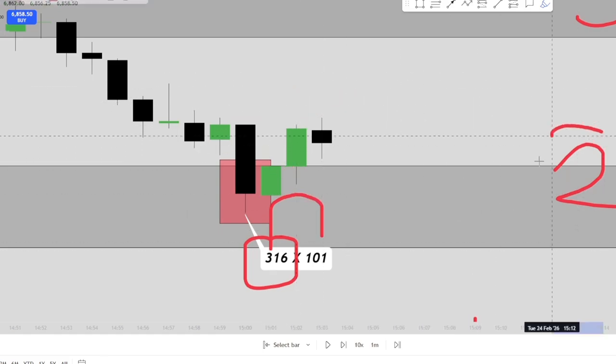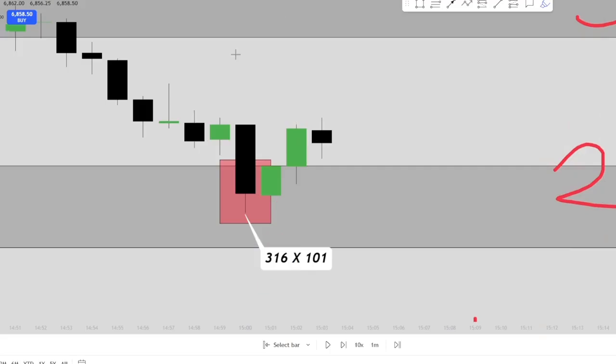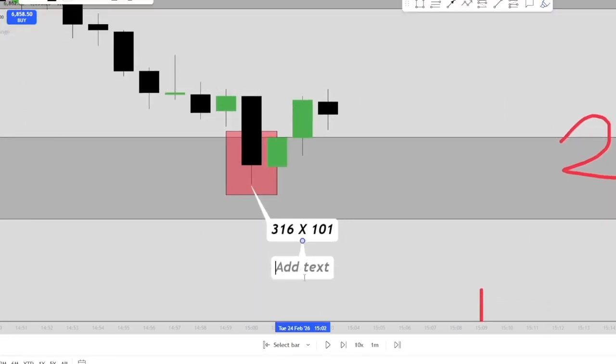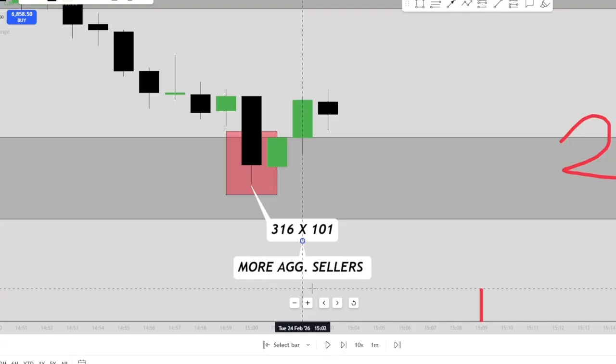Key level 2, right? Is this a demand zone or a supply zone? That's what you want to ask yourself. Well, it's a demand zone because what's going on here specifically is this. There are actually more aggressive sellers than buyers. Now, what this means specifically in this case is that the aggressive sellers were absorbed. And this is what I mean by absorption. This is the absorption process.